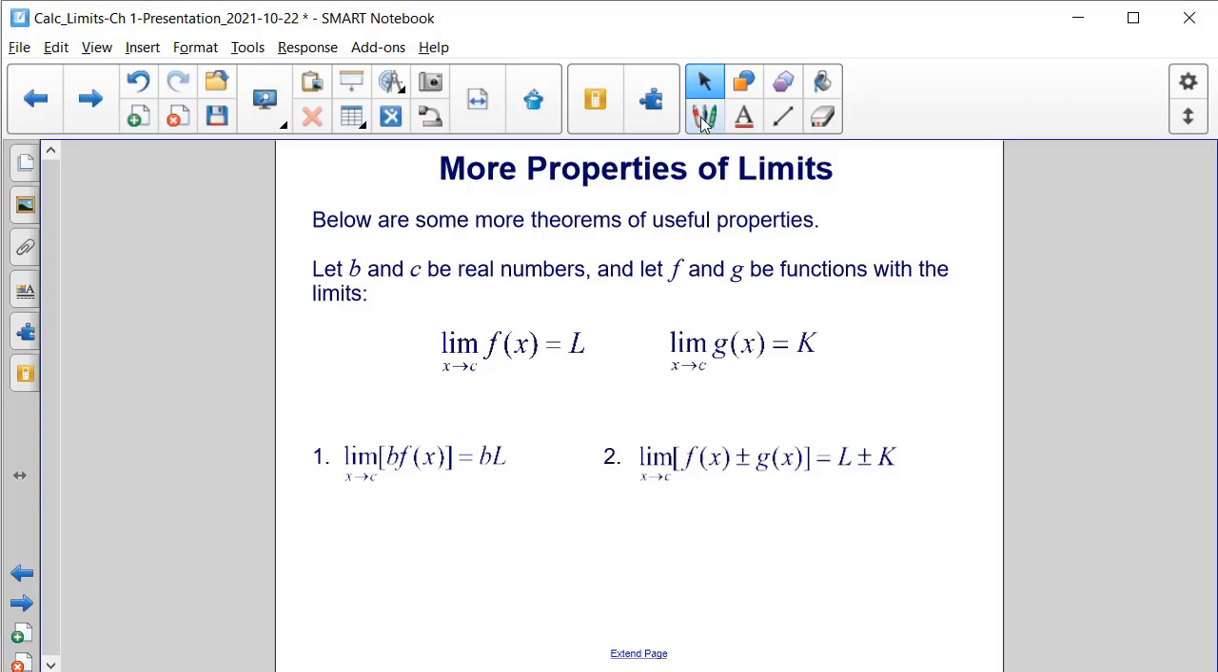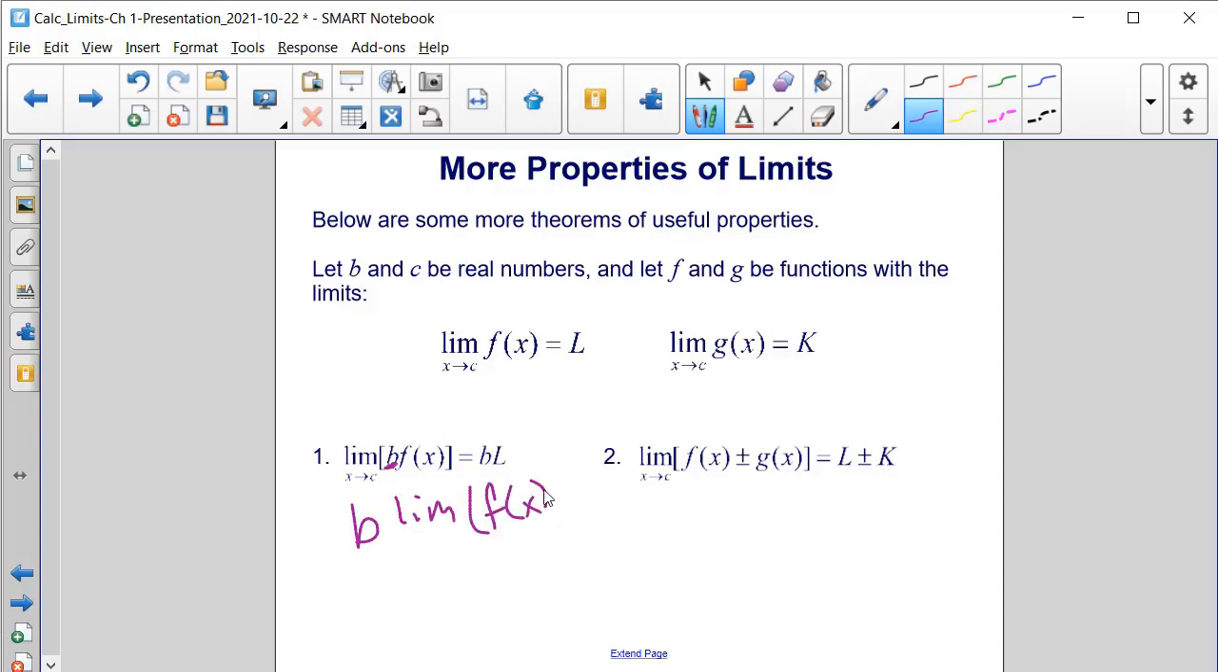Now, why is this true? Well, think of b as a real number or a coefficient that's being multiplied by the function f of x. We can actually factor it out of this limit expression and write it as b times the limit of f of x as x approaches c. And now we will have b times the limit of f of x as x approaches c, which is L. So that's why this is true.